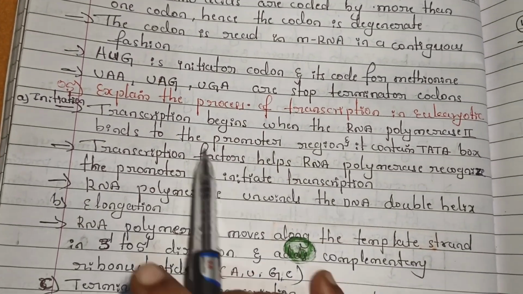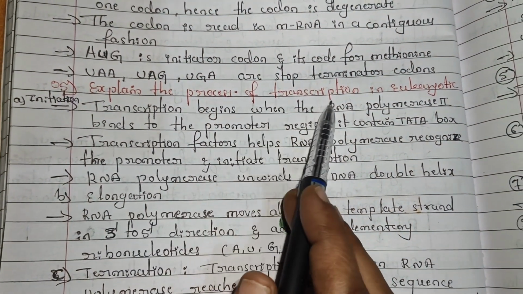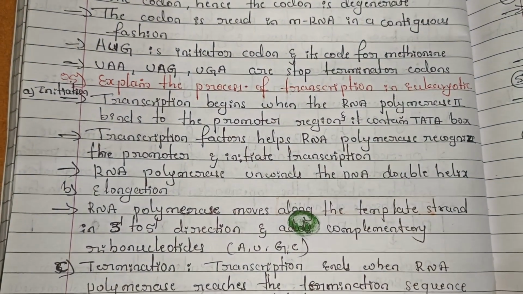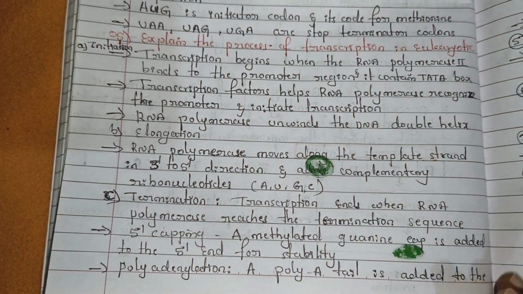And next question, fifth one: explain the process of transcription in eukaryotes. So these are the points, you can refer to them.